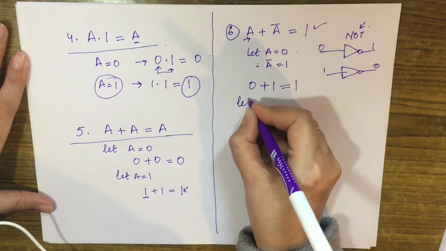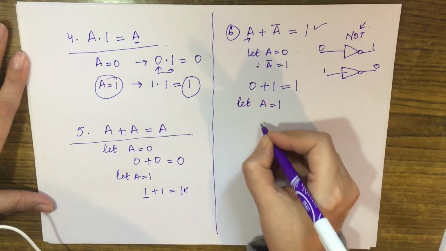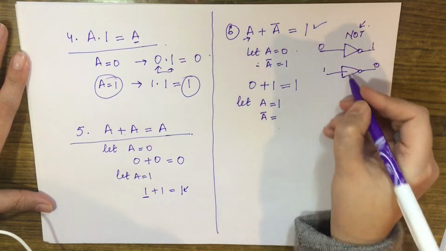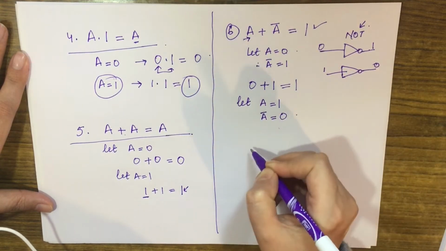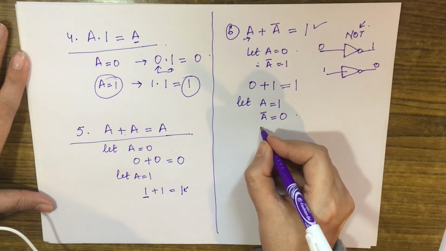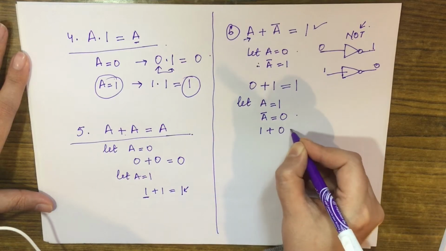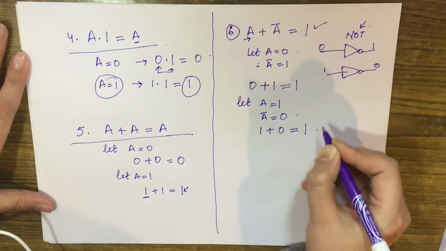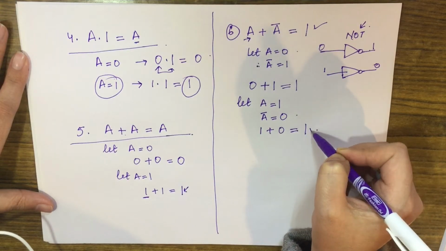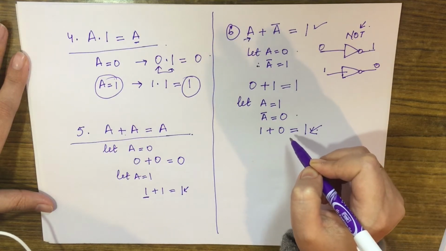Now let's see what will happen if we let a equal 1. If a is equal to 1, a complement will be equivalent to 0. Again we put it in the rule. So a is 1, a complement is 0. That is again equal to 1, because in the OR truth table either of the bits should be high, then the output will be high. That means if any of the inputs is high, the output will be high.